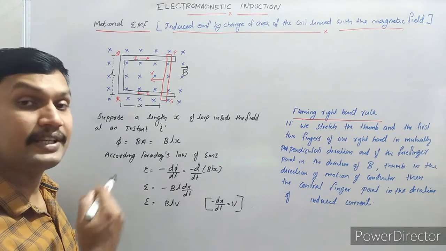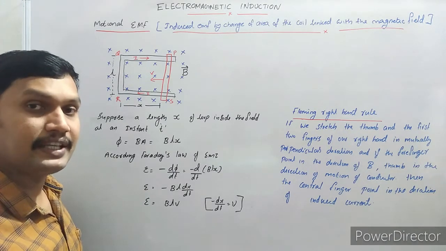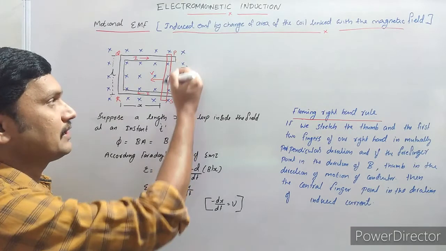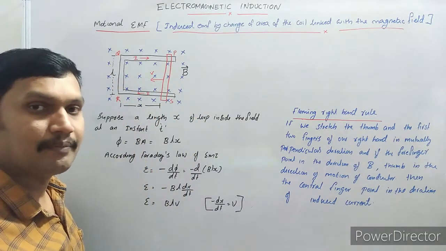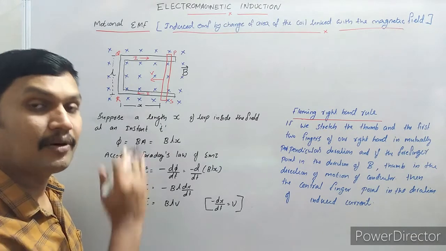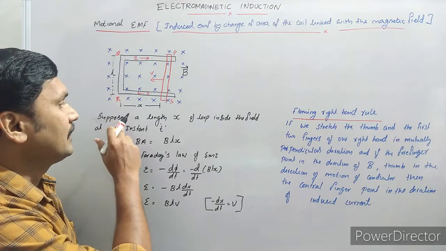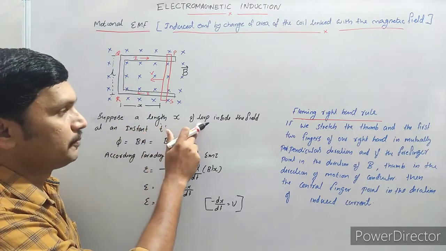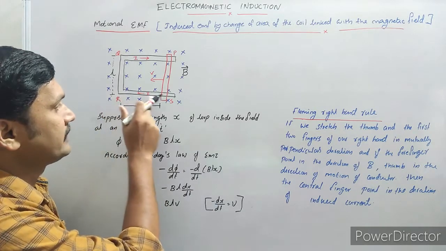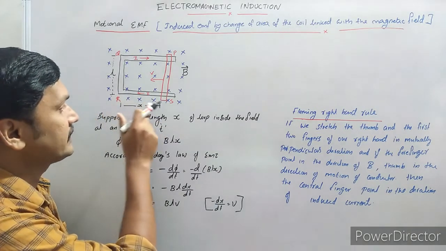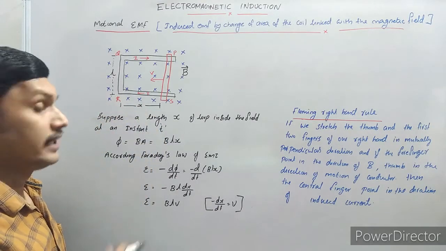We call that induced EMF the motional EMF, because it is the EMF produced across the ends of this conductor once it is moving through a uniform magnetic field. That is the motional EMF. Suppose a length x of the loop is inside the field. Here, the length of the loop which is inside the magnetic field is x at any instant t.